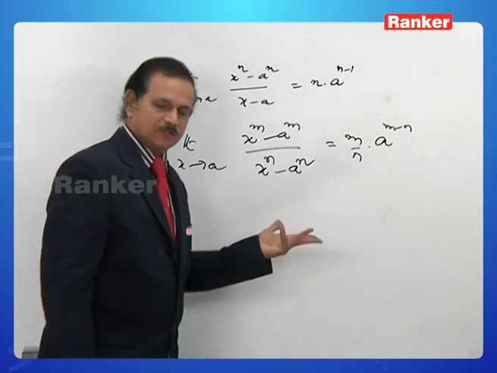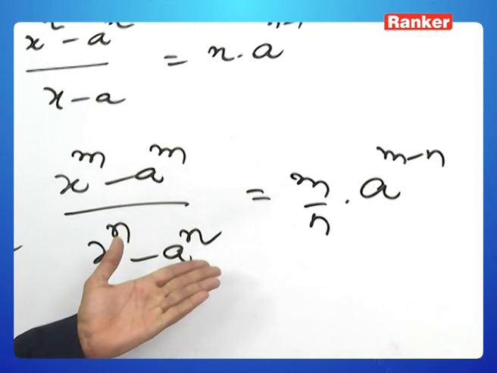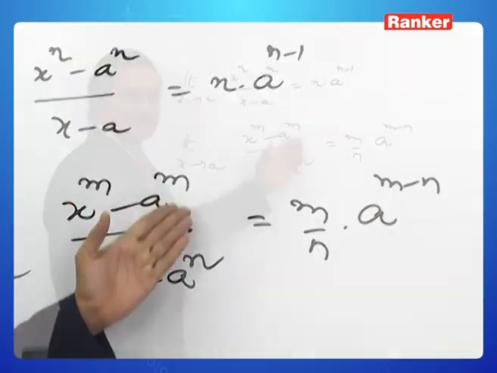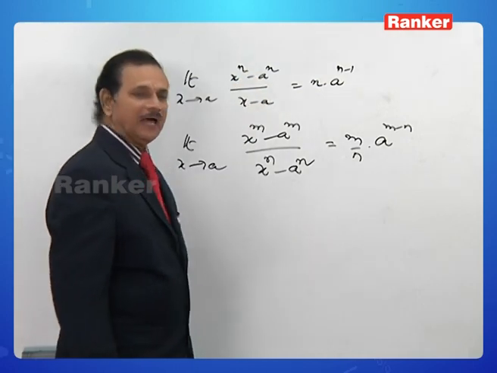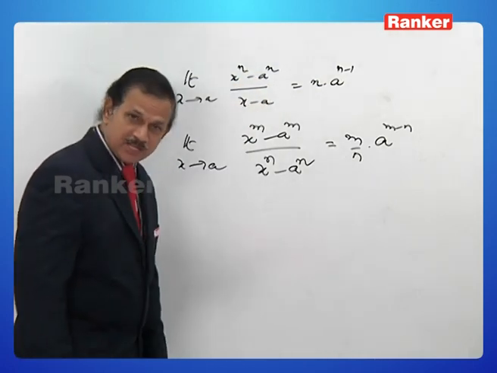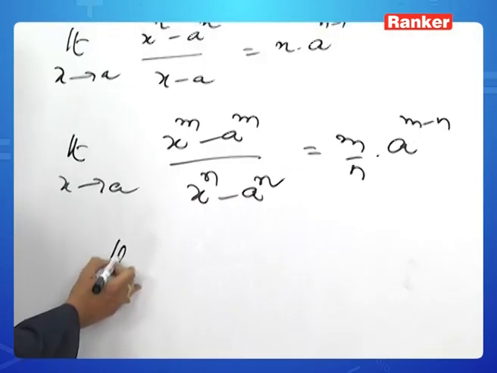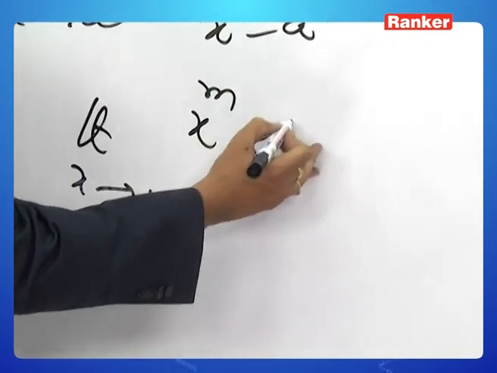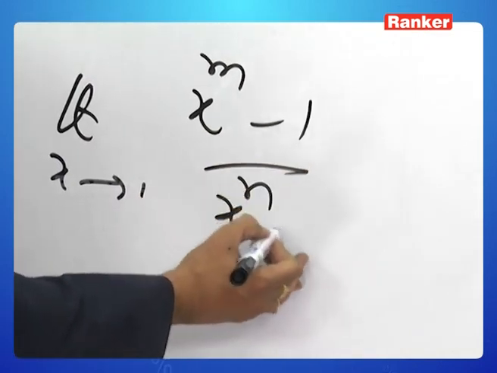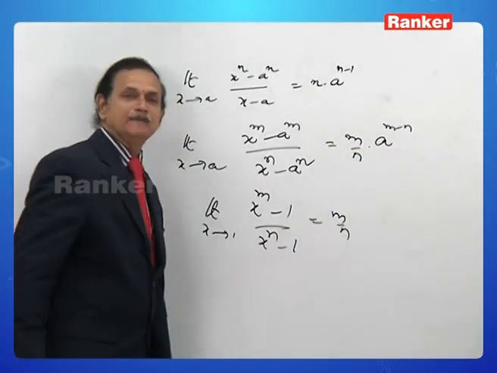It can be very easy to trace the answer simply by dividing both numerator and denominator by x minus a and applying this formula. Well, in the place of a, if 1 is there, what happens to the fate of this formula? Limit as x tends to 1, (x to the power of m minus 1) by (x to the power of n minus 1) is just simply m by n.